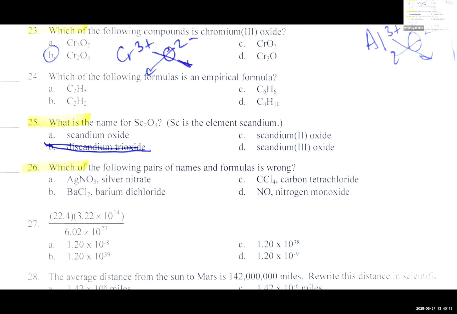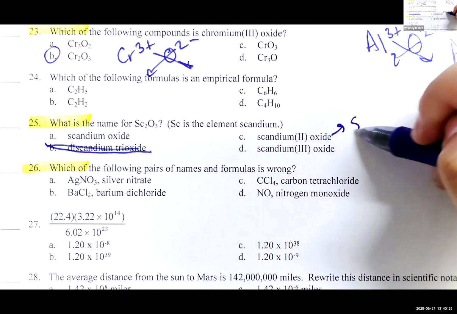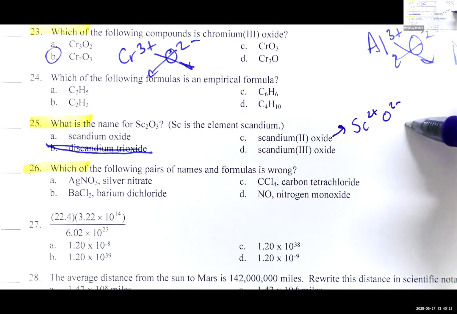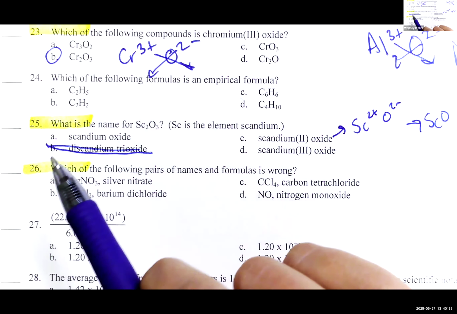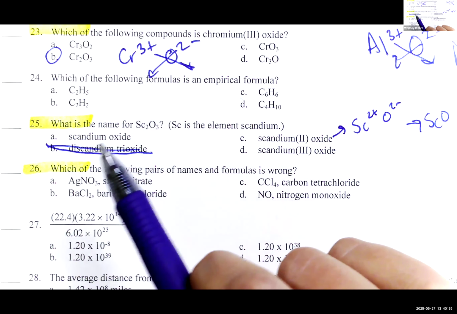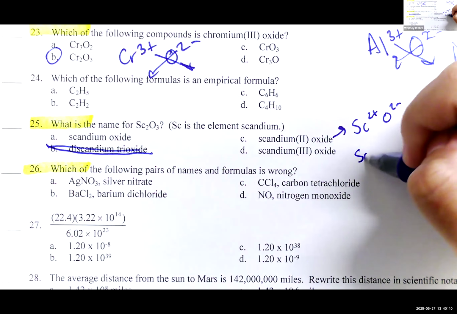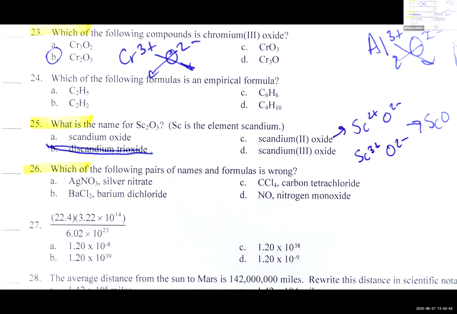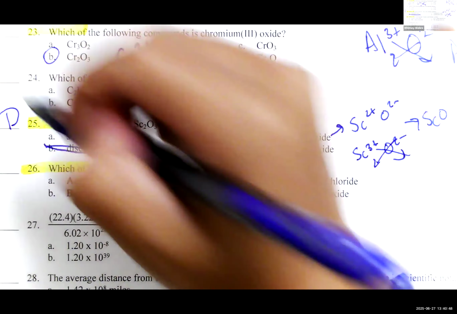So what do y'all think it is? You said D? Yeah, I agree. So it can't be C because then it would be Sc 2 plus and O 2 minus, so it would be ScO. So that one can't be it. Scandium oxide, because we need to know the charge. This one I wouldn't agree with because we don't know the charge of it. But this one, Sc, if it's 3 plus and O 2 minus, that one would require the crisscross to get the Sc2O3. So that one would be D.